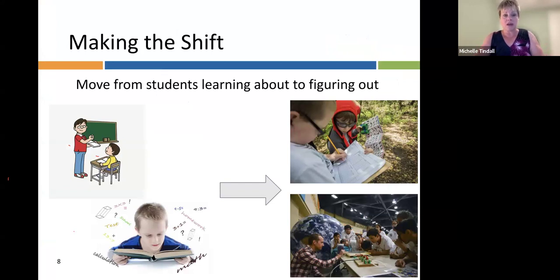And if you take a look at our two images here, and if you would pop into the chat, what are you noticing in these two images that are kind of speaking to the big shift that we're going to be doing? What do you notice in these two sets of images?